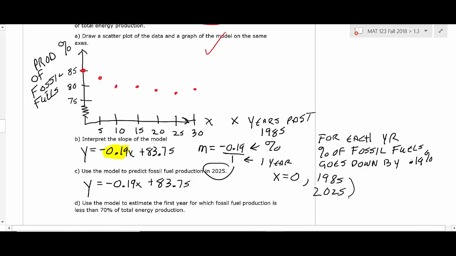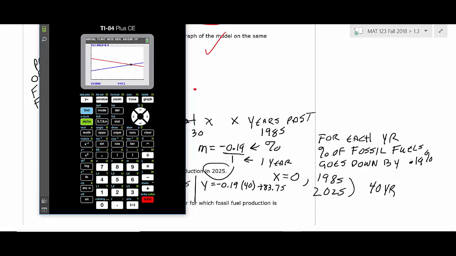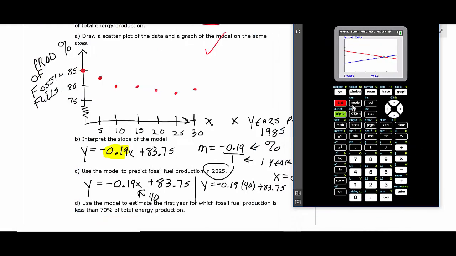Okay, so just figure out how far apart those years are. What is that, 40 years, I think? Is that right? If you just do those, that would be 40 years. Okay, like that. So what you want to do is don't plug in 2025 there, because you would get a nonsense answer. Plug in 40 there, then you just do your calculation. Okay, so what you'd do to get the answer to the problem would be y equals negative 0.19 times 40 plus 83.75, and then you can do that on your calculator, and then that would give the predicted value there. And it'll be some percent, and it should be pretty logical.